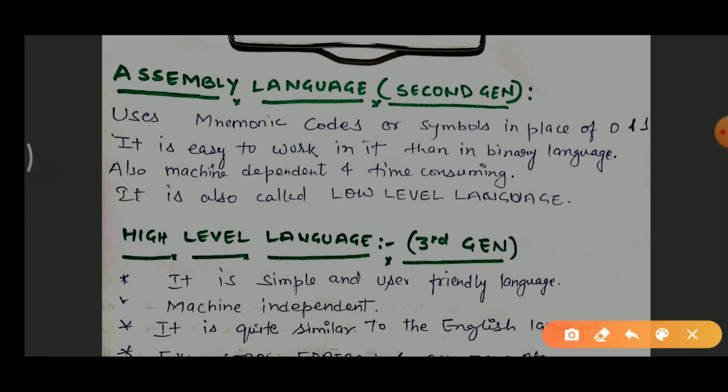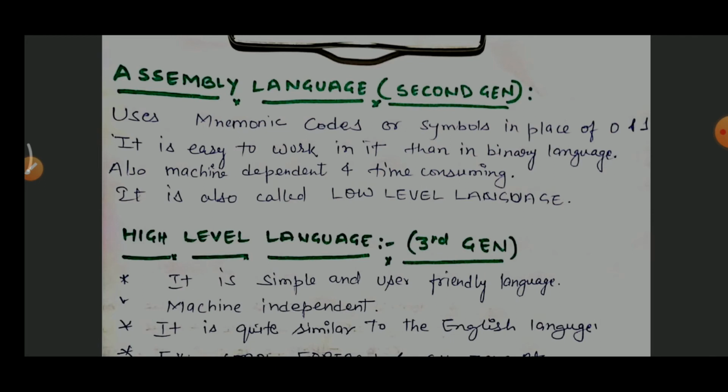For example, if we want to perform subtraction, we can use sub, for multiplication mul, for division div. These are known as numeric codes or symbols. So in assembly language we do not use any 0 and 1. We use numeric codes or symbols. That's why it is easier to work in it than in binary or machine language.